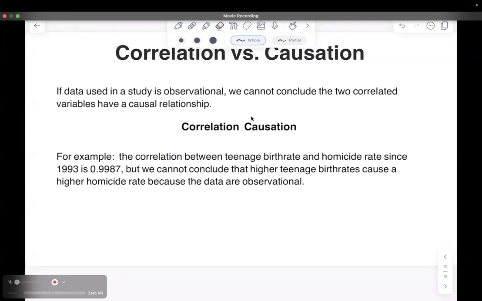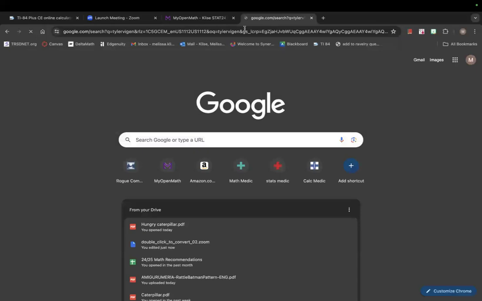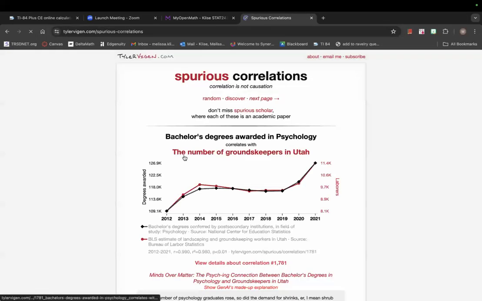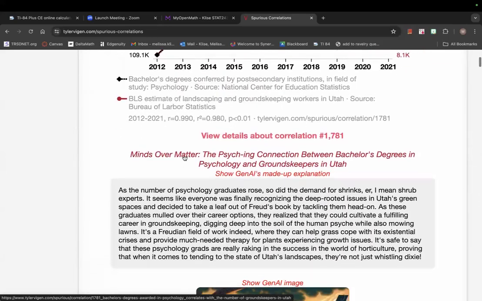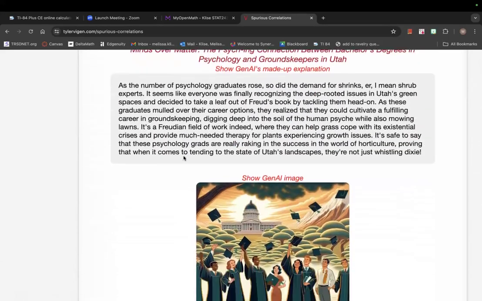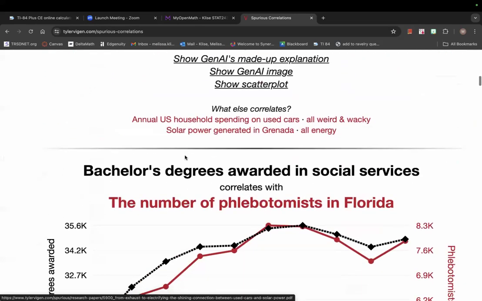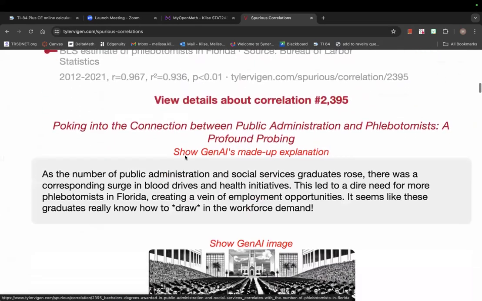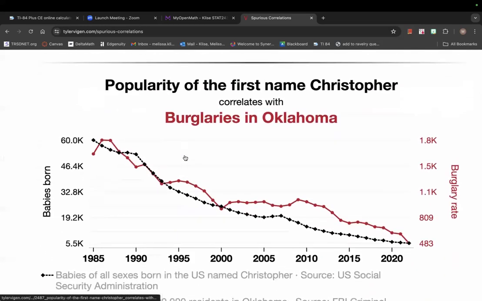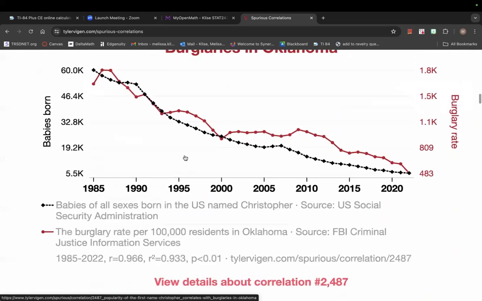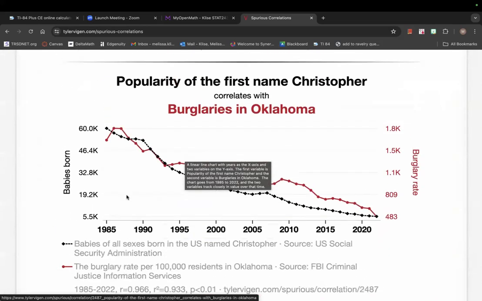We're almost done. But I am still going to take a side note here because you guys are going to like this website. This is basically me showing you that correlation does not equal causation. This site is called Tyler Vigen's Spurious Correlations. He has a whole book and everything. He has things that he has correlated, found the correlations, and they don't make any sense. For example, the popularity of the first name Christopher correlates with burglaries in Oklahoma, and our R value is 0.966.